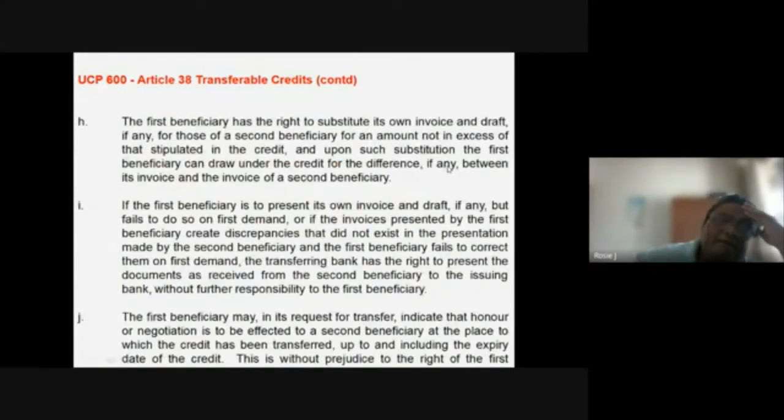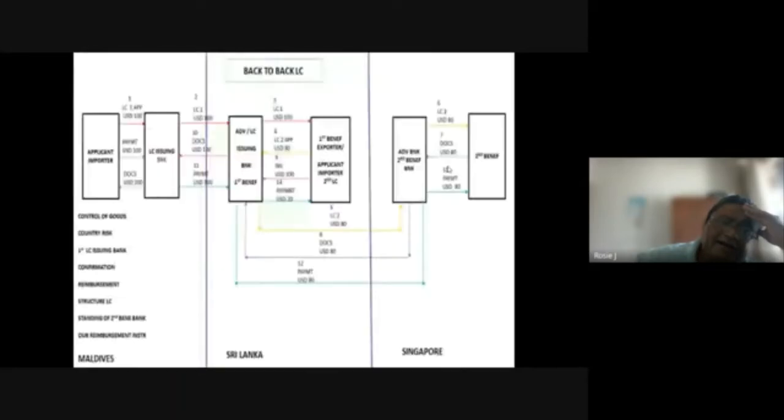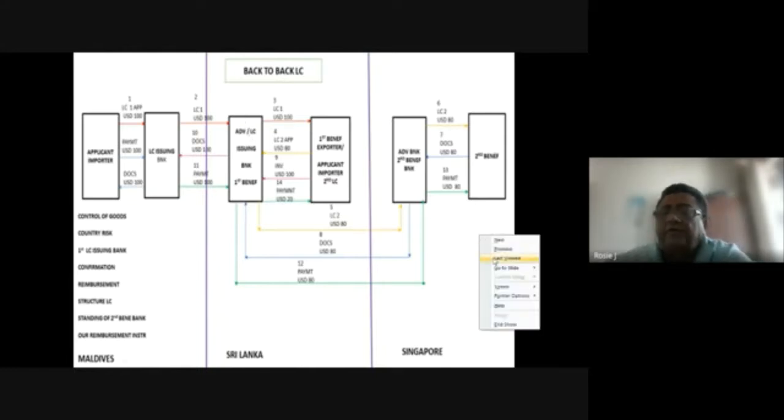Okay. Then I come to the final one, which is back to back, right? There is only a small difference between transferable and this one. Now, remember in transferable, Ahmed opens an LC for $100 to whom? To Silva, right? But in certain countries, transferable LCs are not allowed. So say in Ahmed's country, transferable LC is not allowed.